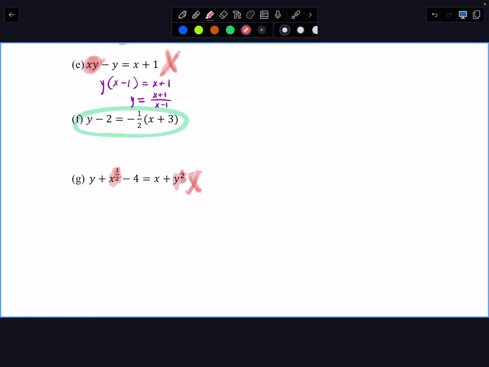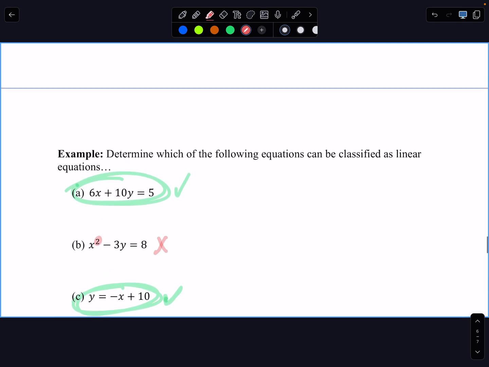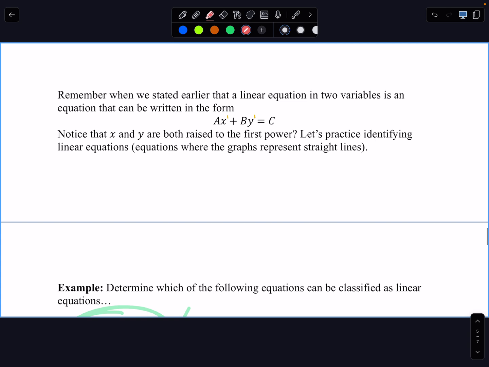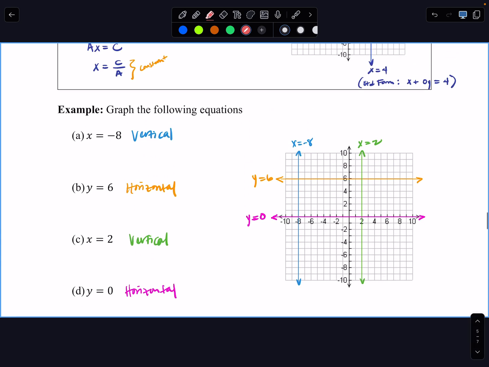So from this lesson, you should be able, if I present an equation to you in terms of x and y, to determine if that equation represents a line or not. You should be able to graph a vertical or horizontal line, or read the graph of a vertical or horizontal line and come up with its equation.